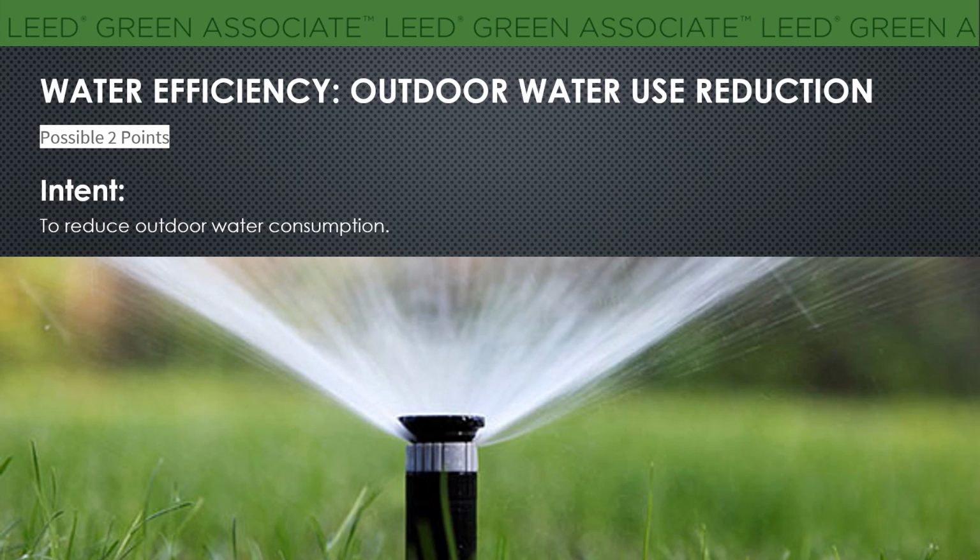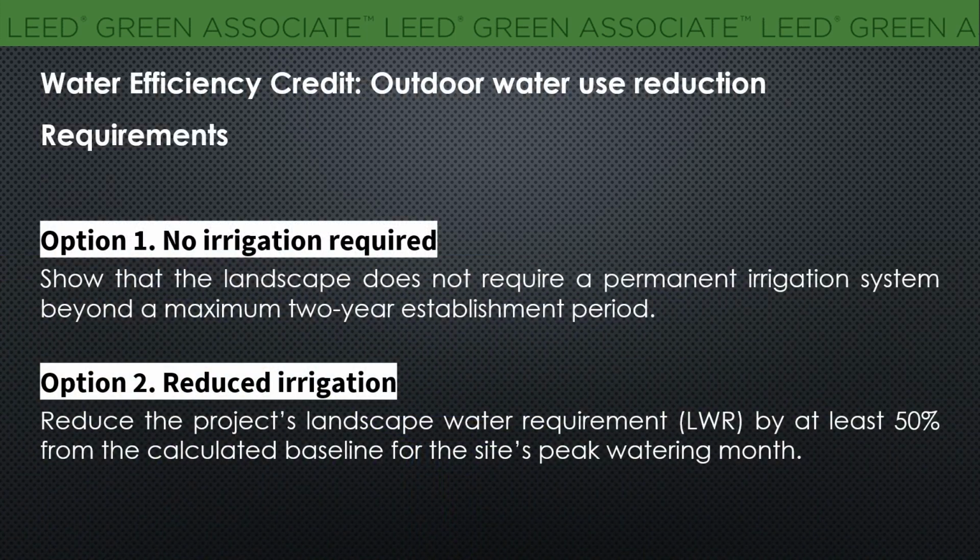It is outdoor water use reduction, and you can earn 2 points for this credit, and the intent is the same as the prerequisite for this chapter: to reduce the outdoor water consumption. Now let's look at the requirements for this credit. Option 1, same as the prerequisite, outdoor water use reduction.